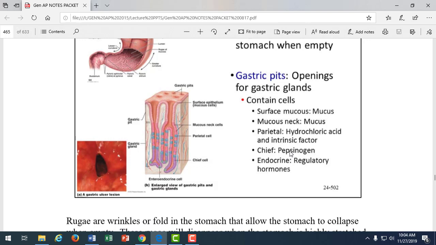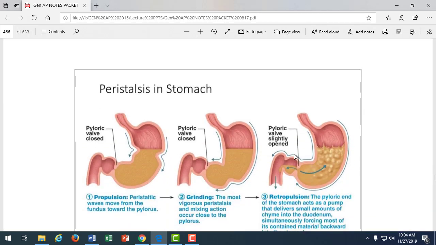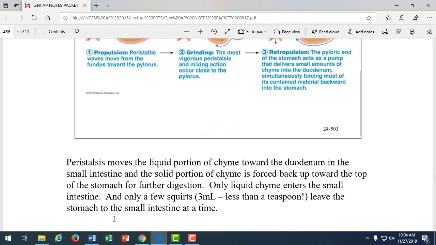And pepsinogen is for protein, breaking down protein into amino acids. So peristalsis in the stomach is a back and forth, turning that bolus into a liquid called chyme. Make sure you highlight and underline this term. It's called chyme, not chime.